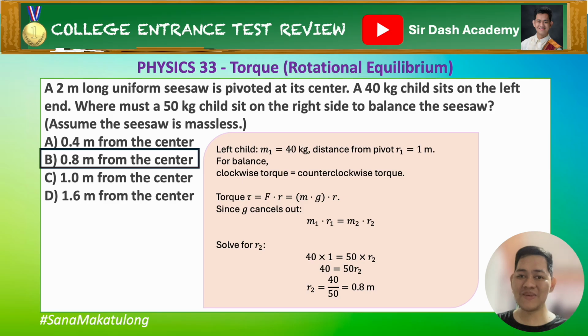Anong sinasabi nito? Ibig sabihin na to, yung 50 kg child, since mas mabigat siya compared sa kabila, they need to sit closer doon sa pivot around 0.8 meters than the 40 kg child na nasa 1 meter to balance it.